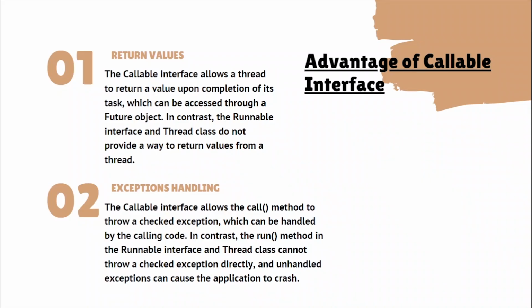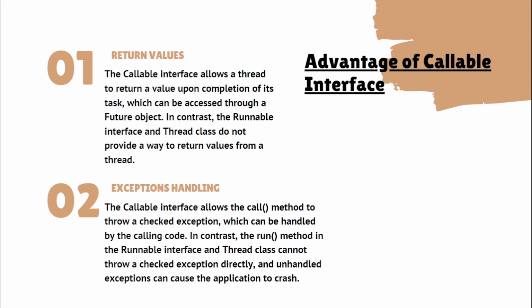What are the advantages that we have using the Callable interface compared to the Runnable interface or Thread class? First, return value. The Callable interface allows a thread to return a value upon completion of its task, which can be accessed through a Future object. So the Callable interface always returns a Future object. In contrast, the Thread class does not provide a way to return values from a thread, which we have already seen in our previous code example.